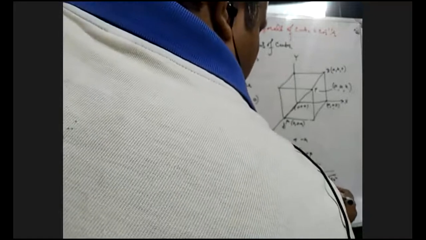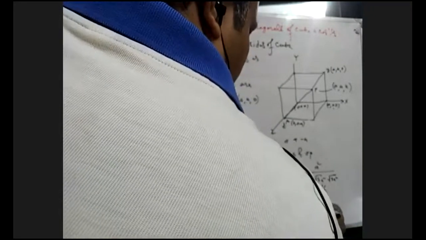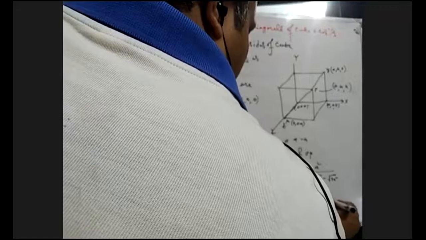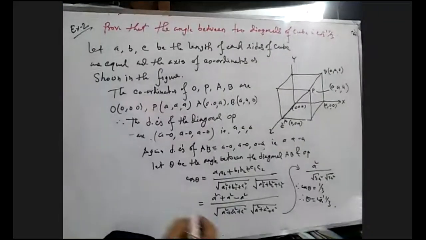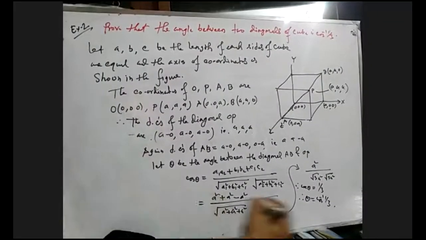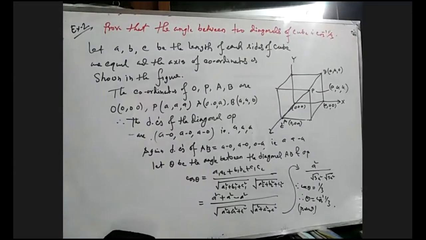Therefore, cos theta equals to what will be? a square cancelled, 1 by 3. Therefore, theta equals to what? Cos inverse 1 by 3. This is what was required to be proved. Angle between two diagonals is cos inverse 1 by 3. Very easy for you.